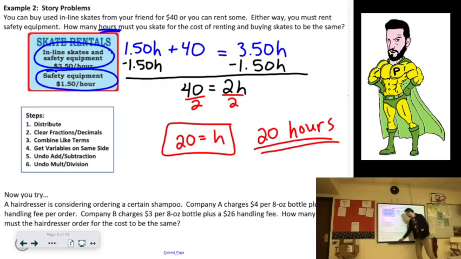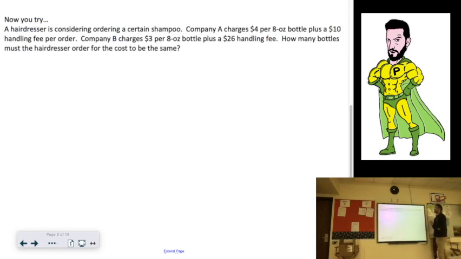All right. Now this one, notice as you try, we'll kind of set this one up together. A hairdresser is considering ordering a certain shampoo. Company A charges $4 per 8-ounce bottle plus a $10 handling fee per order. Look, this is a word we've seen many times, per or each. It's going to indicate multiplication. So we're going to multiply $4 times however many bottles they are purchasing. Plus it says we have the $10 handling fee per order. So we only pay that once per order. Doesn't matter how much we order in that order, we're still going to pay that $10.